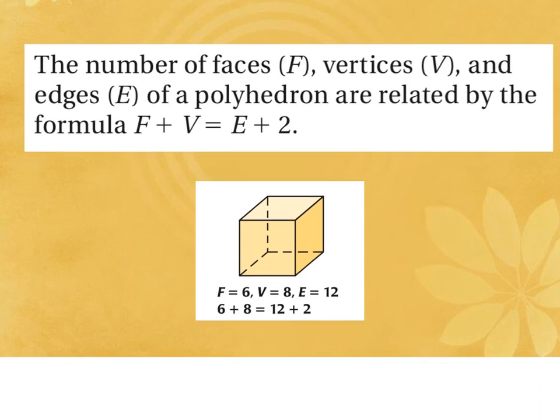So let's go ahead and let's count how many vertices we will have. So we have 1, 2, 3, 4, 5, 6, 7, 8, and that's what's written here. I have 12 edges. 1, 2, 3, 4, 5, 6, 7, 8, 9, 10, 11, 12. 12 edges, and then the faces are the polygons along the sides.